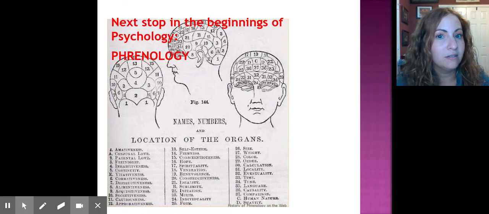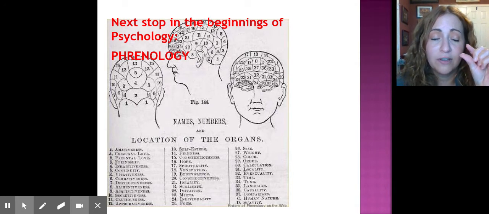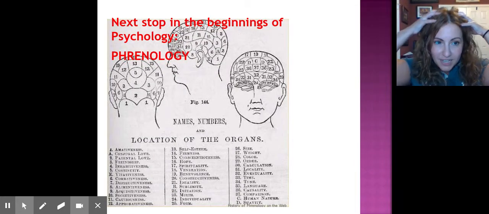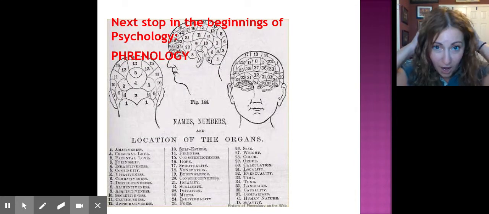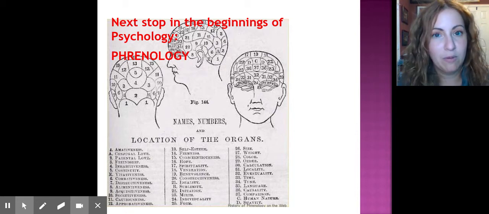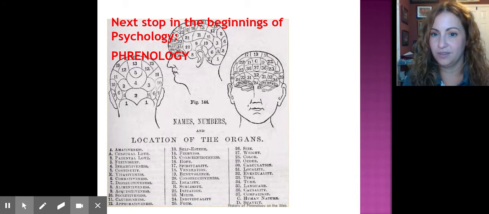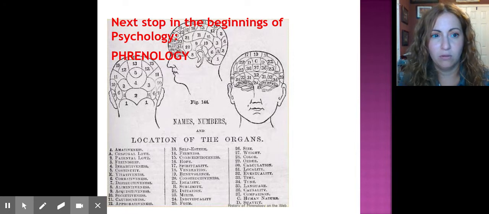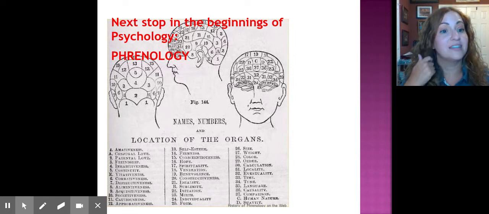A little bit later, we got a little bit more scientific, but very little. Phrenology. And this is studying the bumps on the skull. And so you see here, there's a map of a skull. Okay, keep in mind, this is not true. The skull is a bone. Bumps naturally are on bones, and it has nothing to do with your personality. But at the time, we thought it did.